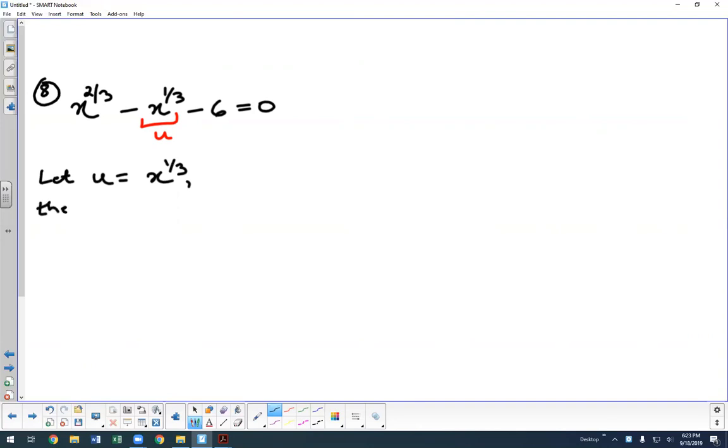Then if I take u to the second power, that means I am taking x to the 1/3 to the second power. If it helps, you can think about it as 2/1. We multiply our exponents. So what happens when I multiply 1/3 with 2/1? It becomes 2/3. So it becomes x to the 2/3, and as we hoped, that becomes our leading term.